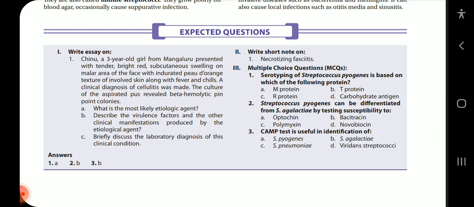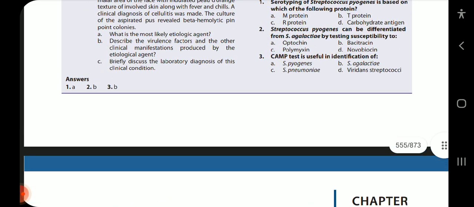Now coming on to MCQs. Serotyping of Streptococcus pyogenes is based on which of the following proteins? It's the M protein. Streptococcus pyogenes can be differentiated from Streptococcus agalactiae by testing susceptibility to bacitracin, and CAMP test is useful for identification of Streptococcus agalactiae. Okay, this completes our chapter.